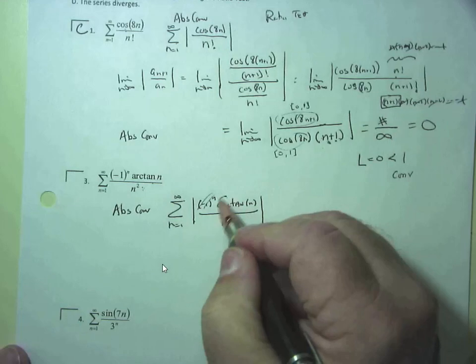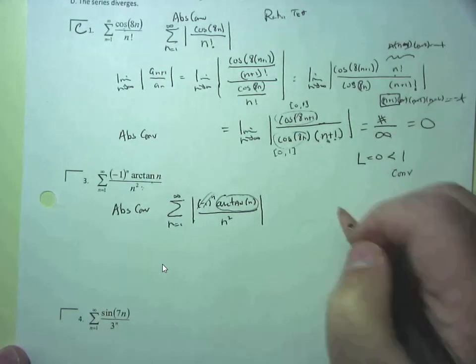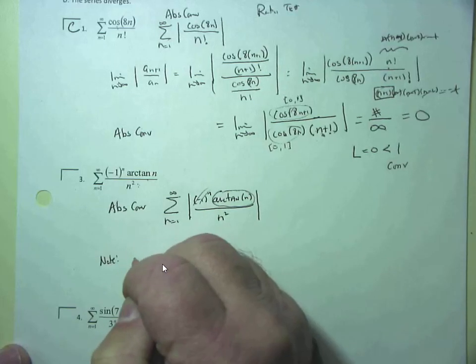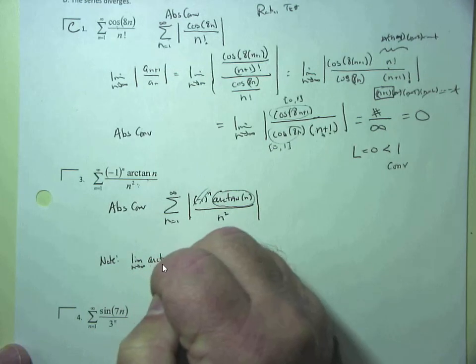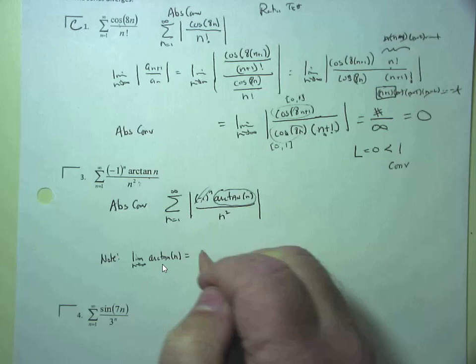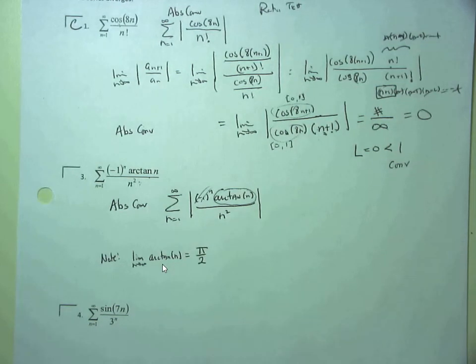But here's the trick to this problem. I notice the arctangent. And I'm going to put a little note down here. I happen to know the limit as n approaches infinity of the arctangent of n, aka the arctangent of infinity. It's one you're supposed to remember from Calculus 1, but very few people remember it. What's the arctangent of infinity? Pi over 2, half pi, 90 degrees.